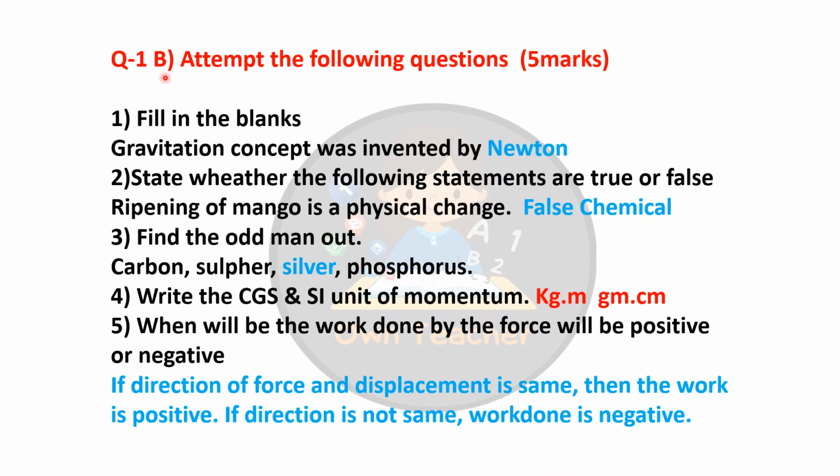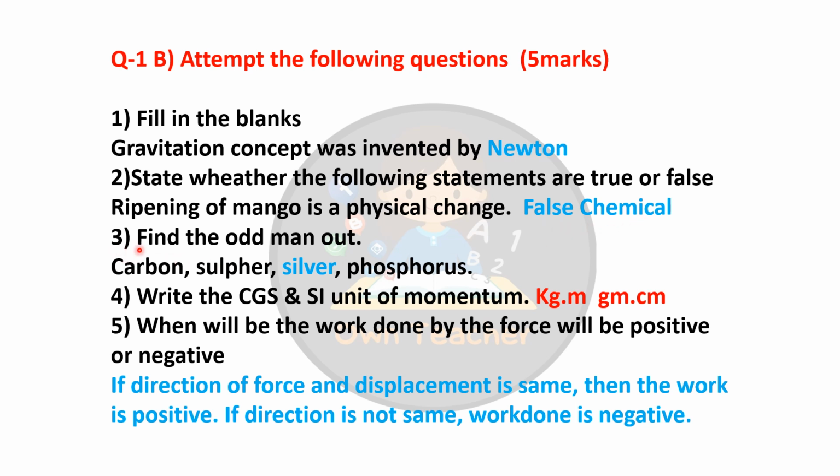Question 1b. Attempt the following questions for 5 marks. Number 1. Fill in the blanks. Gravitation concept was invented by Newton. Number 2. State whether the following statements are true or false. Ripening of mango is a physical change. That is false because it is chemical.